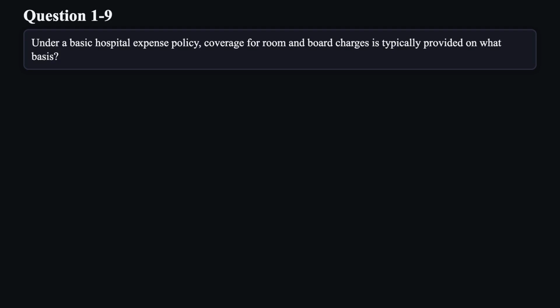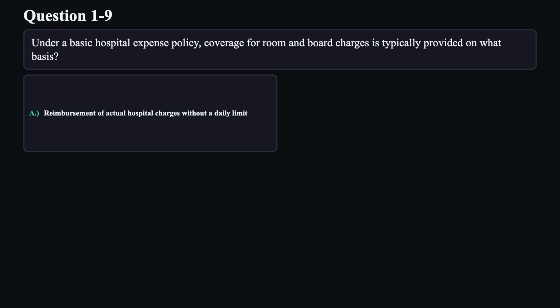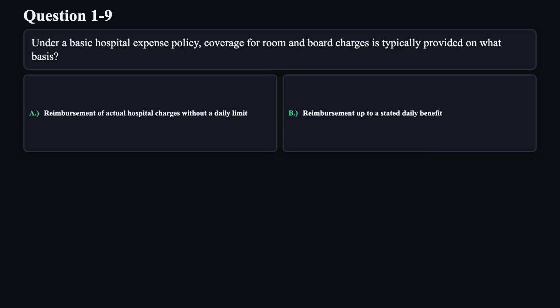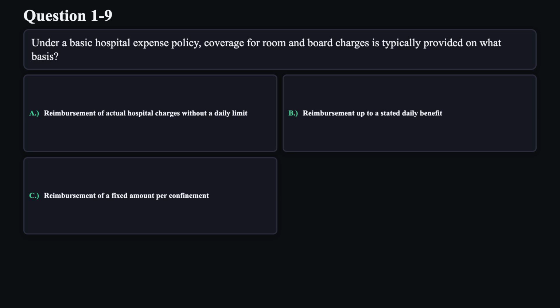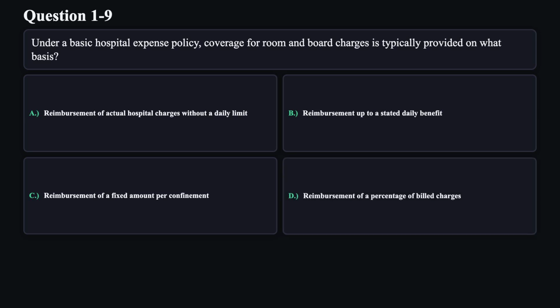Question 9. Under a basic hospital expense policy, coverage for room and board charges is typically provided on what basis? A. Reimbursement of actual hospital charges without a daily limit. B. Reimbursement up to a stated daily benefit. C. Reimbursement of a fixed amount per confinement. D. Reimbursement of a percentage of billed charges.